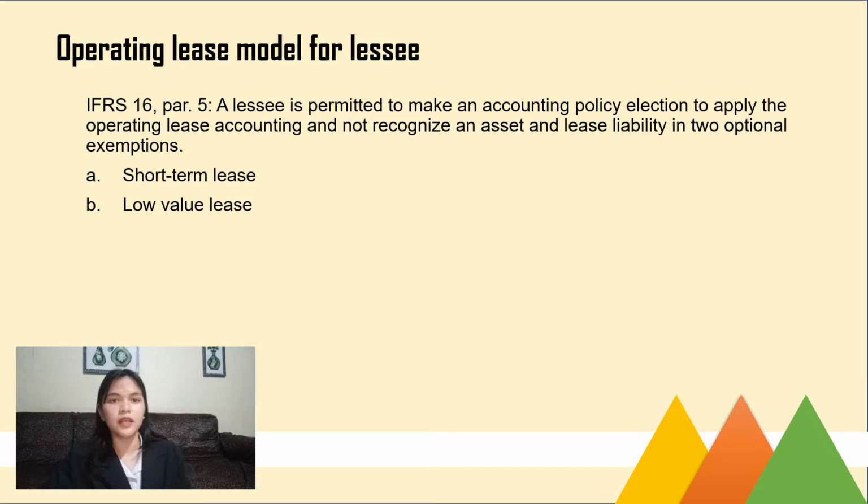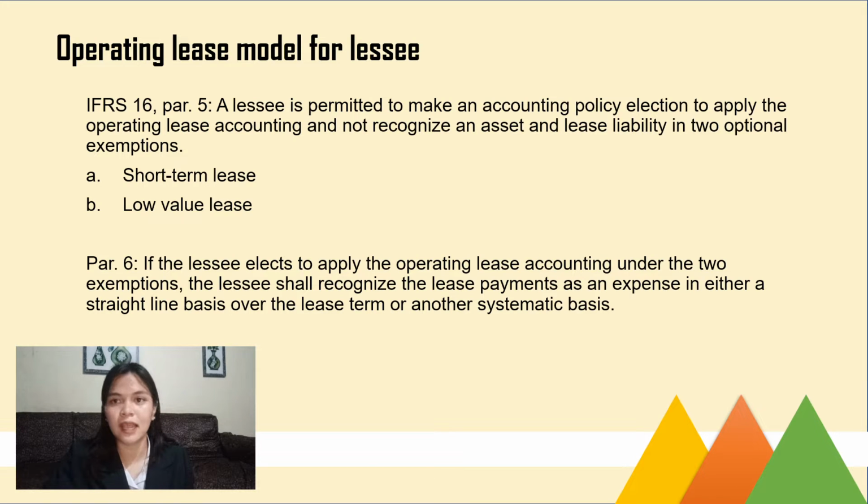And paragraph 6 provides that if the lessee elects to apply the operating lease accounting under the two exemptions, the lessee shall recognize the lease payments as an expense on a straight line basis over the lease term or another systematic basis. So, the lessee shall apply another systematic basis if this is more representative of the pattern of the lessee's benefit. So, under the operating lease model, the periodic rental is simply recognized as rent expense on the part of the lessee.